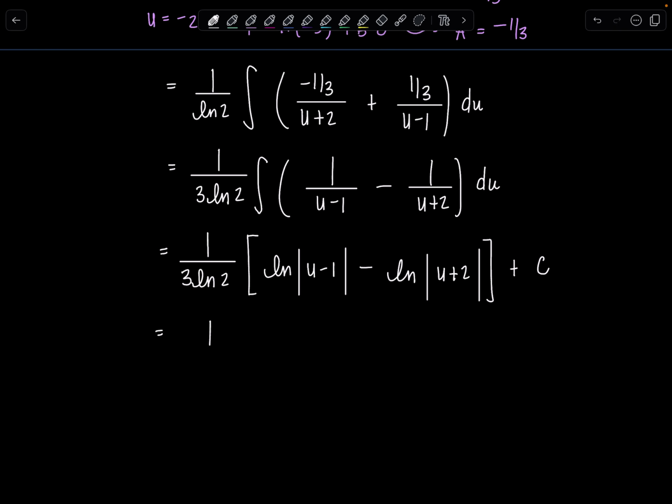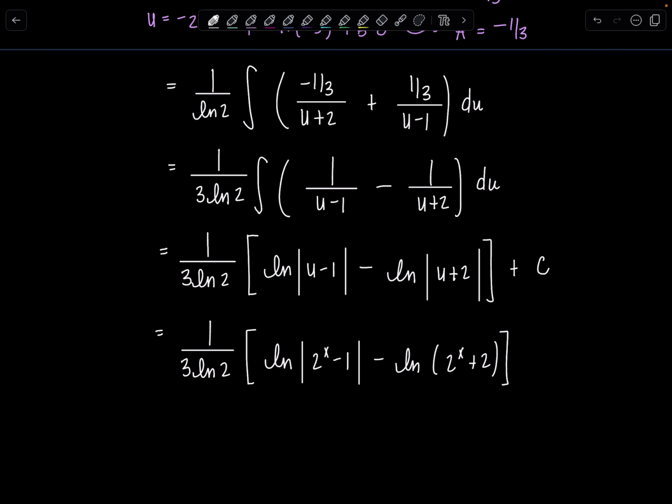So we have 1 over 3 natural log of 2. And then we have natural log absolute value 2 to the x minus 1. I need to keep absolute value on that one. Minus natural log. If you want to just switch to parentheses on this one, you can. Because you have 2 to the x plus 2, you know that won't be negative. So you could stop here. This could be your final answer.